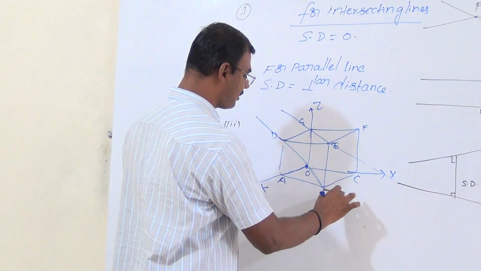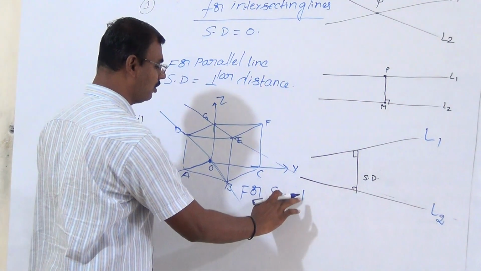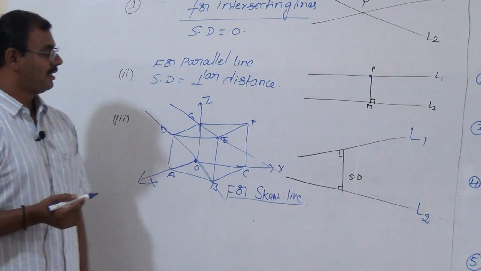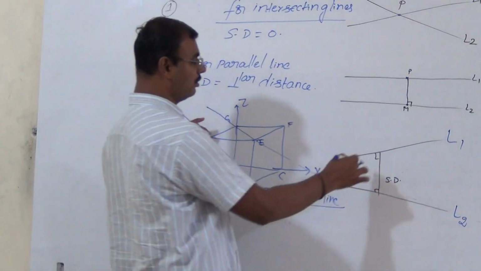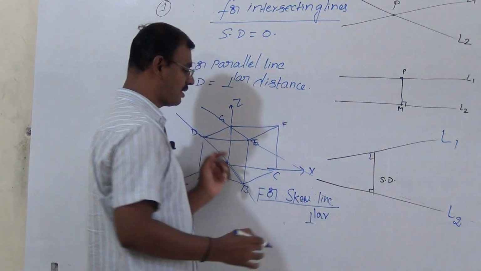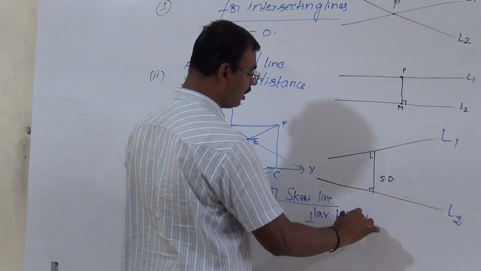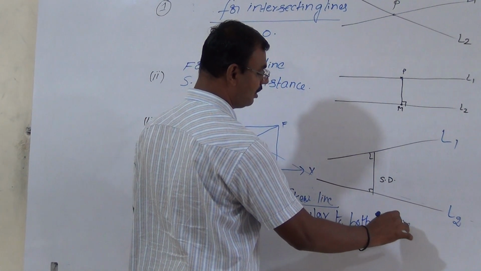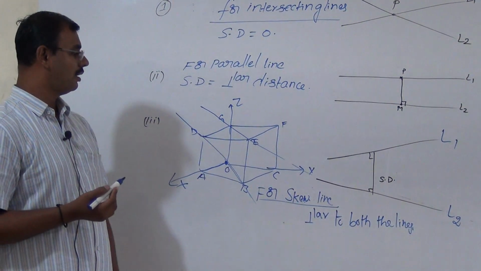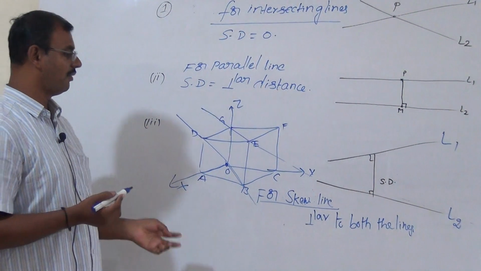For skew lines, how to define the shortest distance? For skew lines, the shortest distance is equal to the distance perpendicular to both the lines. So the shortest distance for skew lines will be perpendicular to both the lines. So this is the answer of the question. Now how to derive the shortest distance formula, but we don't want derivations.